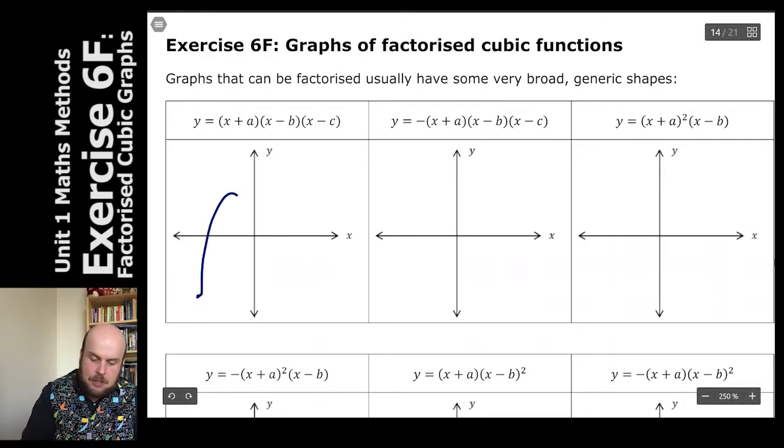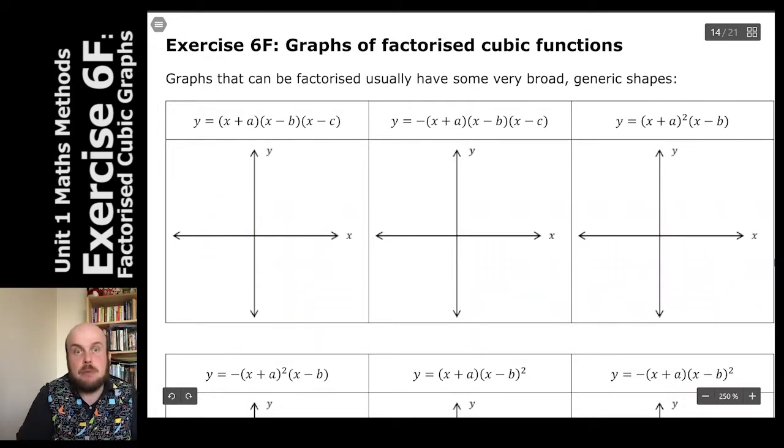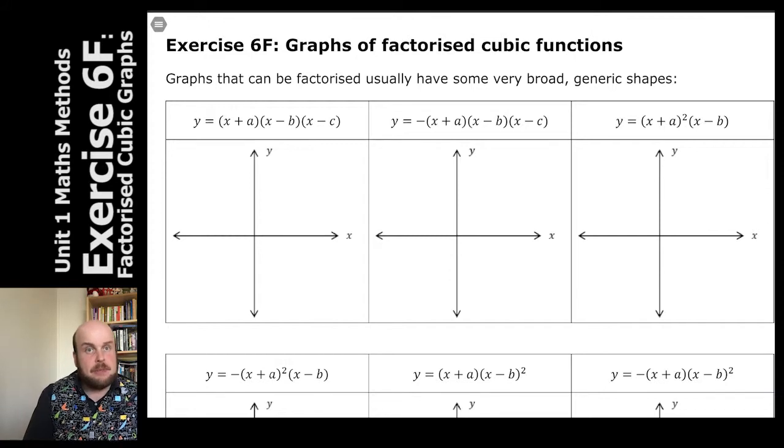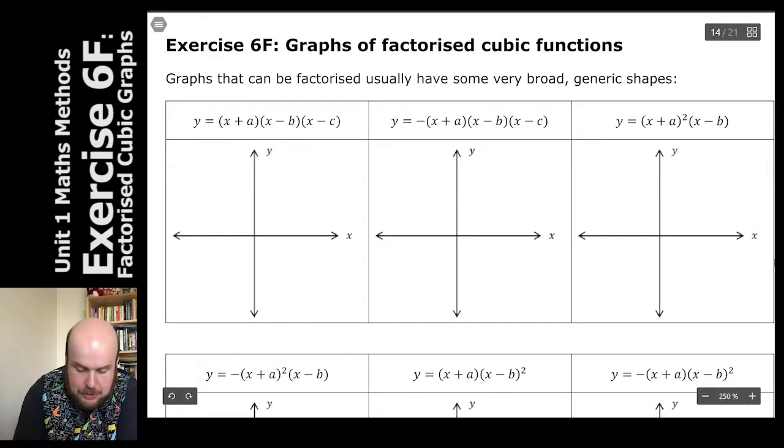We start from the bottom left and move our way up. But what we're going to be doing is doing this in a very systematic way. So I'm showing you a few examples with some very generic x-intercepts. I'm going to be using pronumerals as my x-intercepts. So I've got x plus a, x minus b, x minus c.